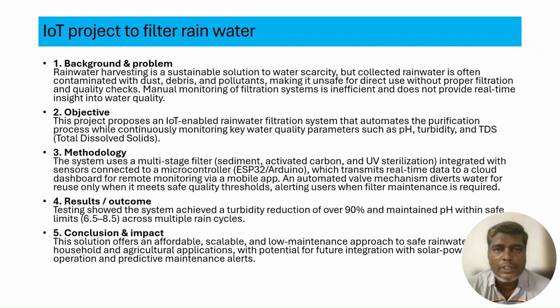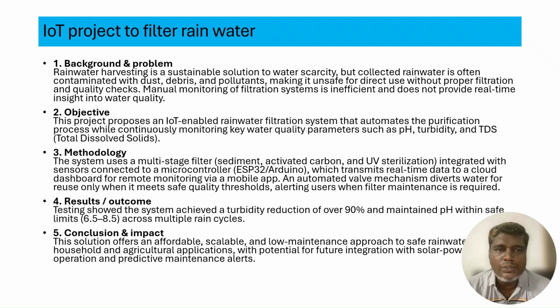So I have explained with three examples. Initially, I have taken a simple example of an IoT project to filter rainwater. I have broken down the abstract into the five categories. The first category explains the background and problem.